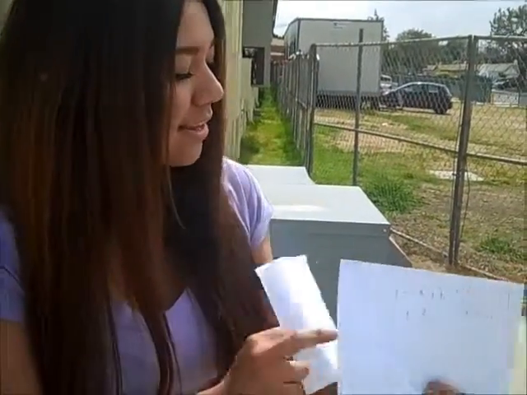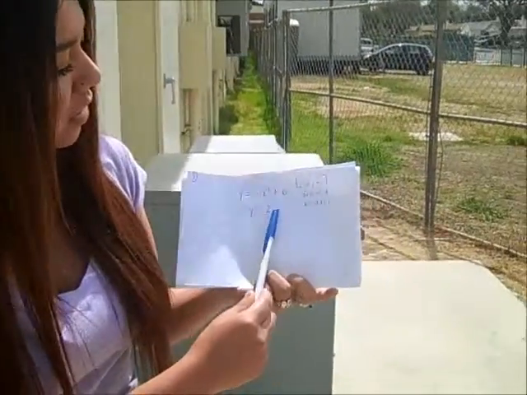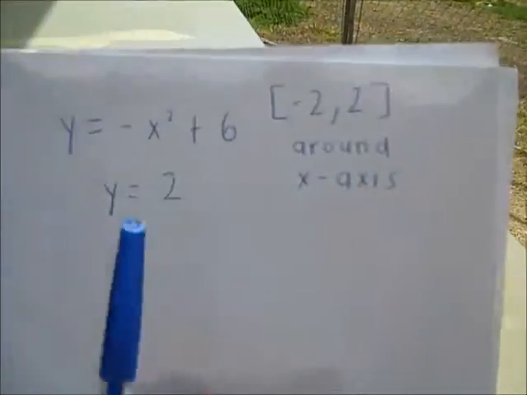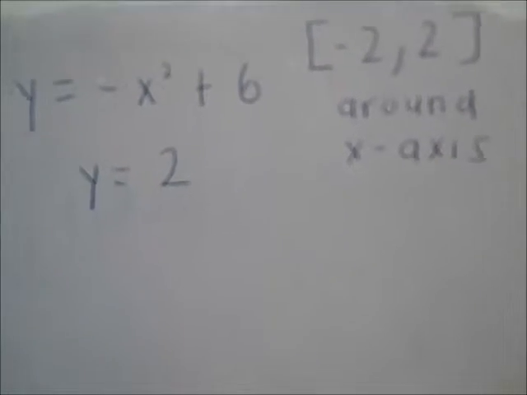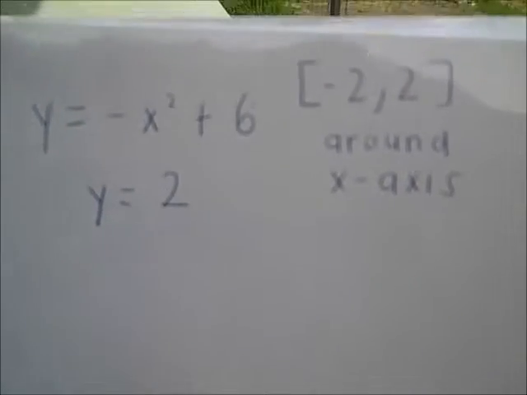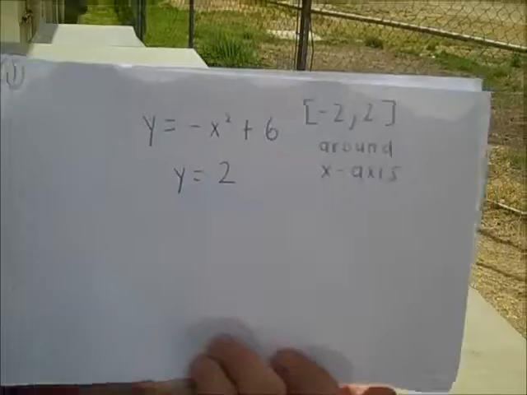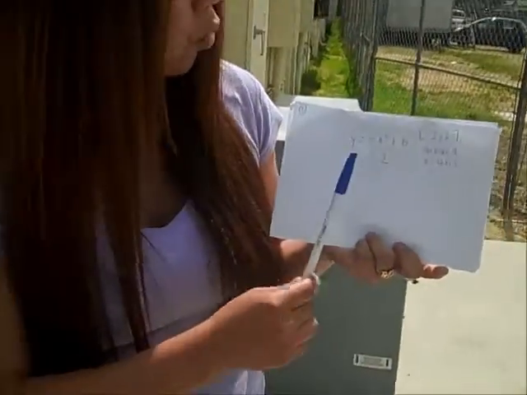To use this formula, we came up with the equation y equals negative x squared plus 6, and our boundaries would be negative 2 and 2, which would be rotated around the x-axis, and y equals 2.